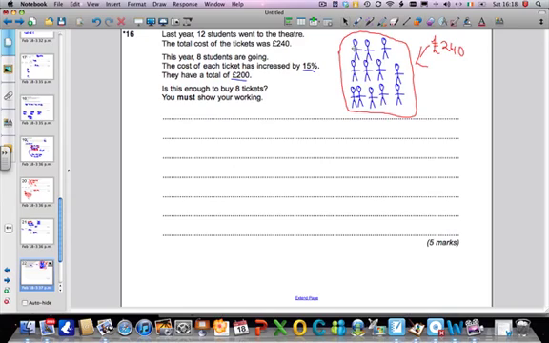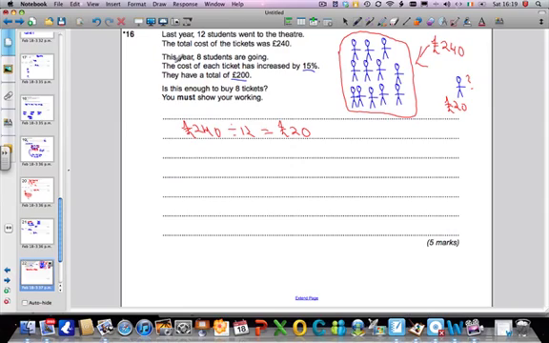It would be nice if we knew how much it cost for one student. So let's have a think about that. If I know 12 students cost £240, how much did it cost for one student? Well, in fact, let's bring that up here. 240 divided by 12 will tell me the cost of one ticket. And 240 divided by 12 is £20. So I know one student's ticket costs £20.